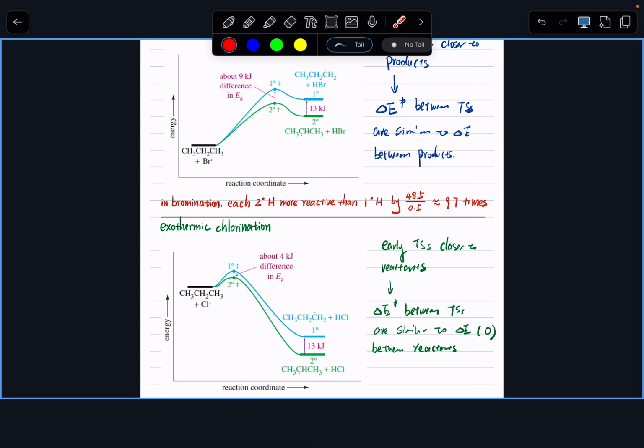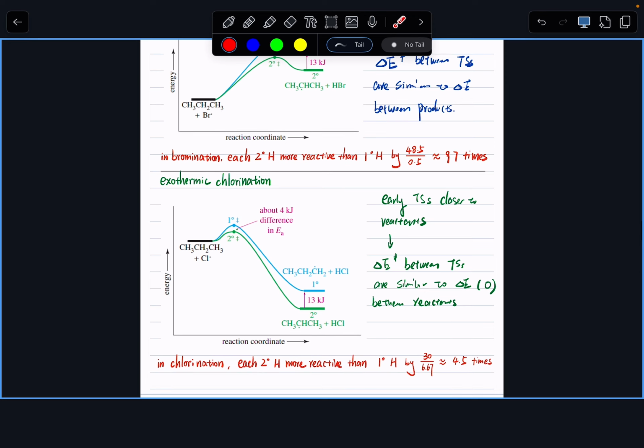So the application of the Hammond postulate doesn't need to be quantitative for this lecture. You don't have to explain why this is 97, why this is 4.5, or how that 4.5 correlates with the 4 kilojoule per mole difference. It's more important to get a qualitative expectation. When we're looking at two reactions and we tell you the thermodynamics of the reaction, you should use the thermodynamics of the product to predict the position of the transition state and hence the selectivity in a qualitative fashion.